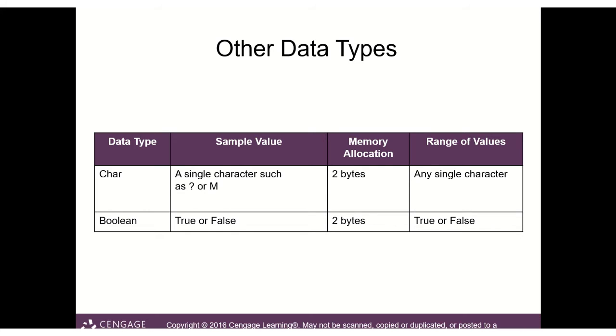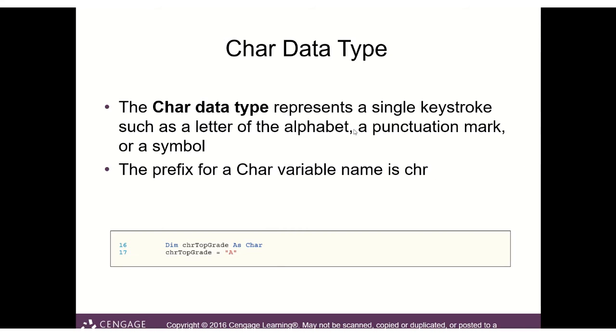The Boolean data type has a sample value of true or false. You cannot have any other value. The memory allocation is 2 bytes and the range of values is true or false. The character data type, how do you represent it? It's a single keystroke, such as a letter of the alphabet.